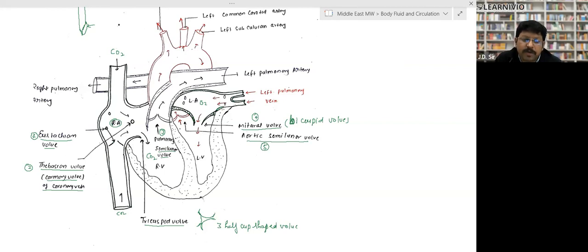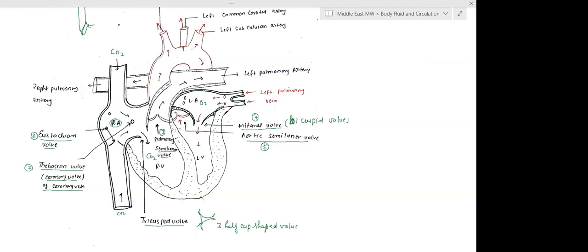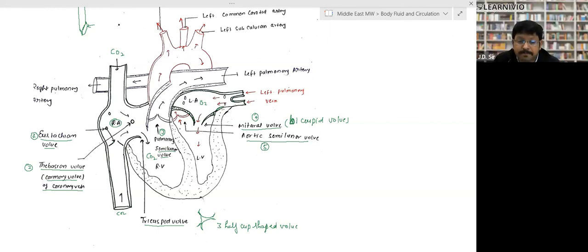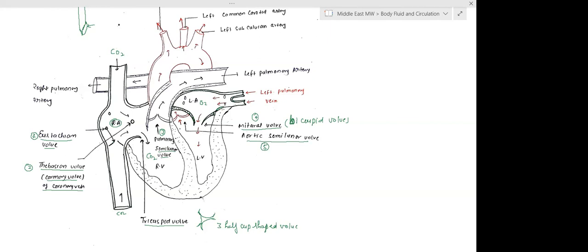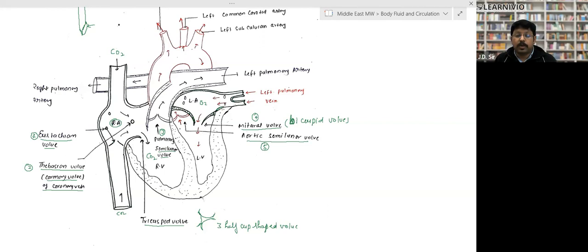In the same point, from the right ventricle, blood goes into the pulmonary artery, and the backflow is prevented by the pulmonary semilunar wall. This is the third wall, the pulmonary semilunar wall.